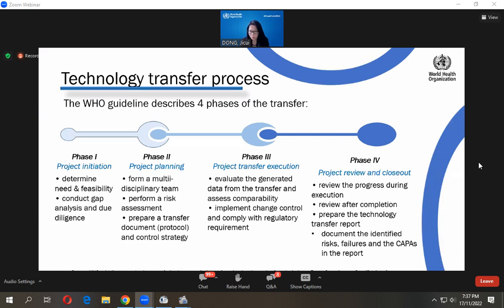And very important, document and identify risks, failures, and the CAPAs in the report. So data integrity is very important. During our work, when our unit goes to the manufacturer to do this assessment, one big issue is data integrity. How do you keep your documents aligned with the requirements of GMP systematically? So, very important parts.